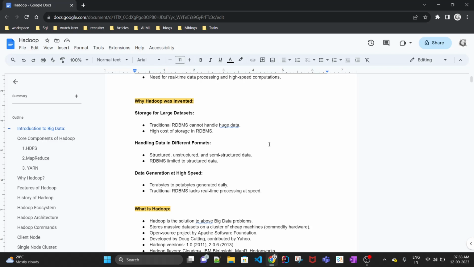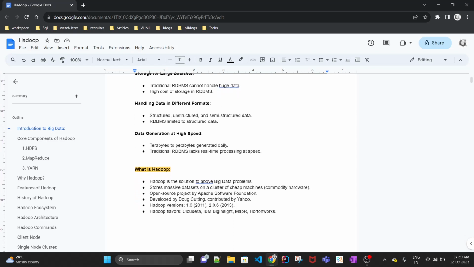One of the other problems is storage. In traditional RDBMS, we can store a huge amount of data, but again the storage cost increases in RDBMS. Again, if you want to fetch the RDBMS data back and perform joins on it, it becomes a little bit slower. And then there is handling data in different formats.